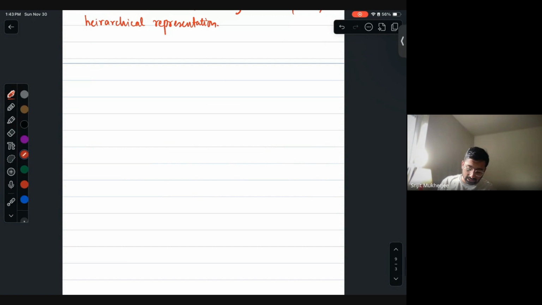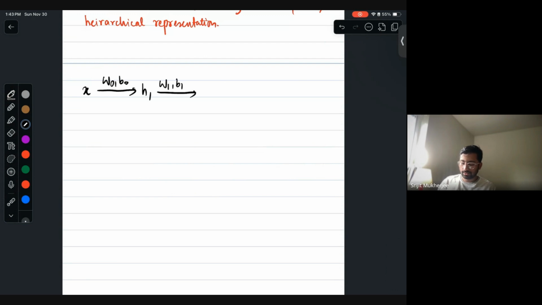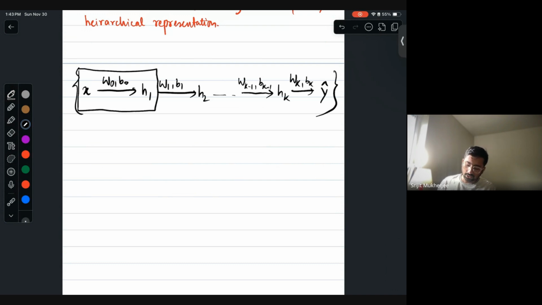So we will extend this to this. So we have x, then we have w naught, b naught, h1. Then we have w1, b1, h2, dot dot. We have wk minus 1, bk minus 1, hk. And then finally wk, bk, y hat. So this is just shallow, and the rest is deep.